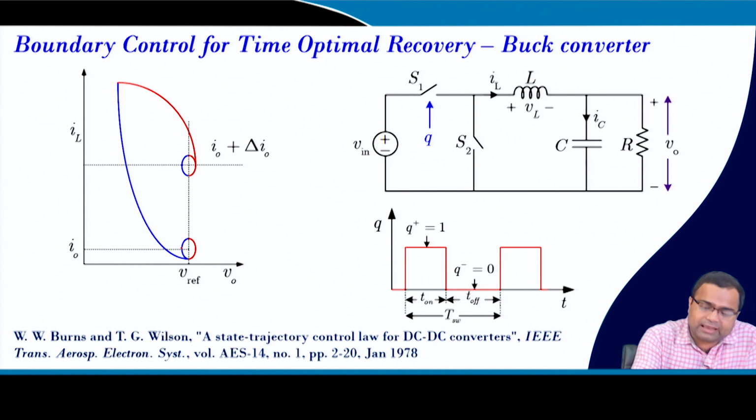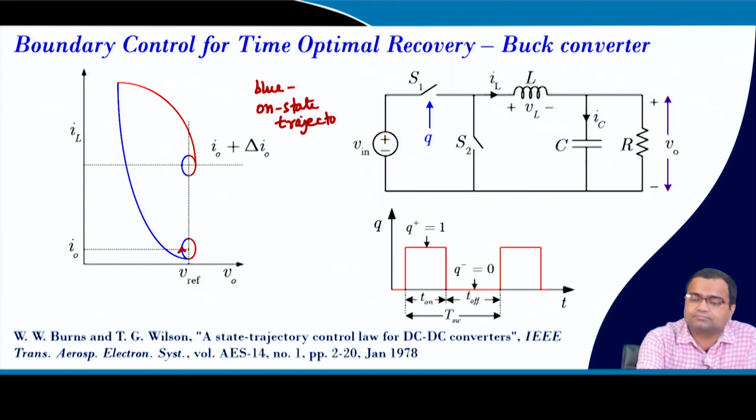Here the blue line indicates the on state trajectory, and the red one indicates the off state trajectory.